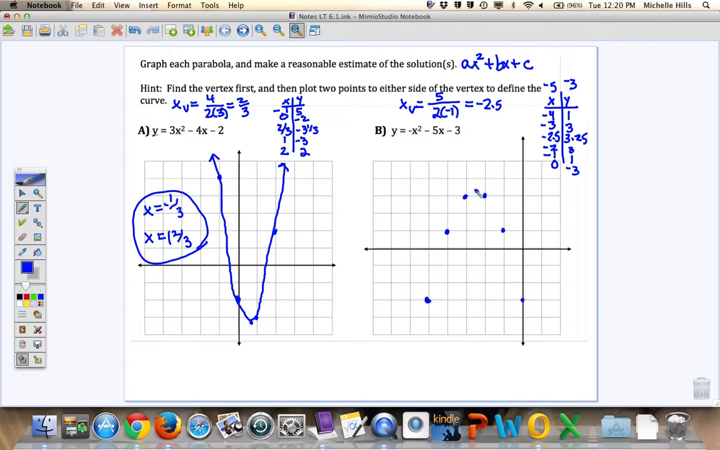Again, I can't draw this very neatly on here. I'm going to do my best. Yours should look neater than this. I would recommend turning your paper to the side. Ooh, that's really not good.